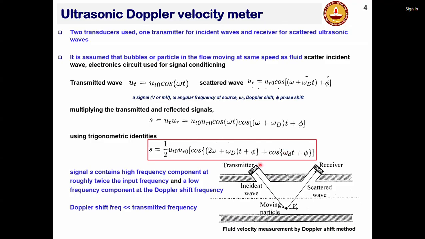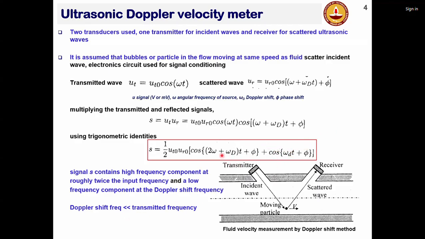So you can see that the signal now has a high frequency component, that is omega, a very high frequency component. Omega d is typically smaller. That means the Doppler shift frequency is typically smaller than the incoming frequency. So you have a high frequency component and then you have a low frequency component.